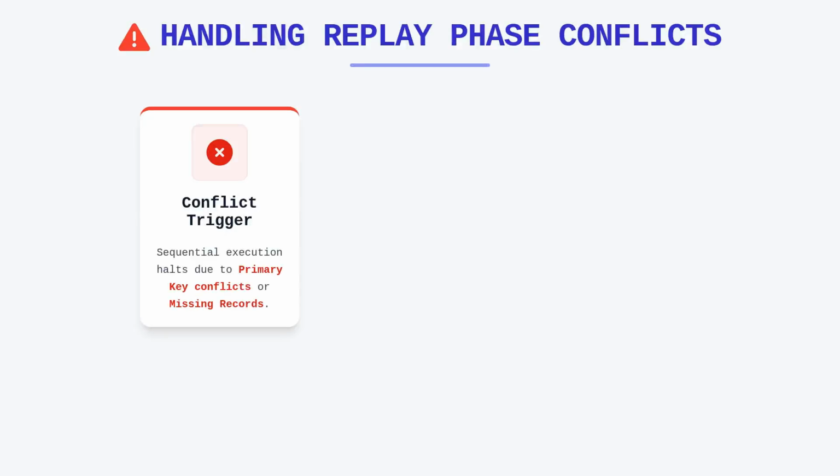During the replay phase, you may occasionally encounter conflicts, especially if you're attempting to replay transactions into an environment that already contains partial or conflicting data. It is vital to understand that the replay is essentially a sequential execution of the recorded SQL statements. If the database engine encounters a primary key conflict or a missing record that existed in the source state but not in the restored baseline, the process will halt.